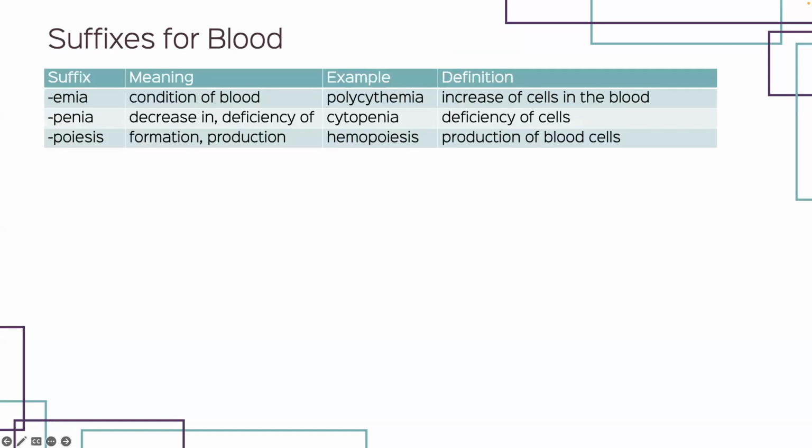And then we've got our suffixes for blood, anemia, which is just a general condition, penia, which is going to be a decrease in, and then poesis is going to be that formation or that production.